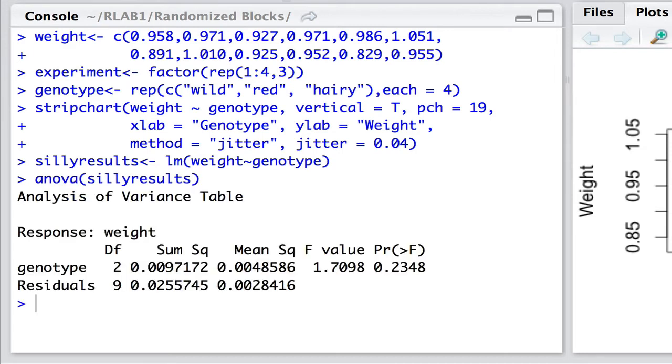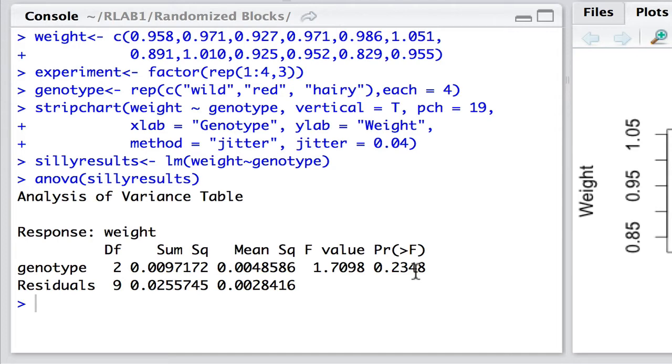Well, what we see is that in this instance, we can't reject the null hypothesis that the genotype has no effect on the weight of the beetles. Here we have a relatively high probability, such that the probability of us obtaining our test statistic or a more extreme one if the null hypothesis is true is quite high, and so we do not reject that null hypothesis.